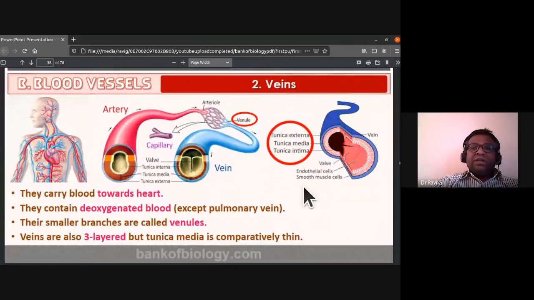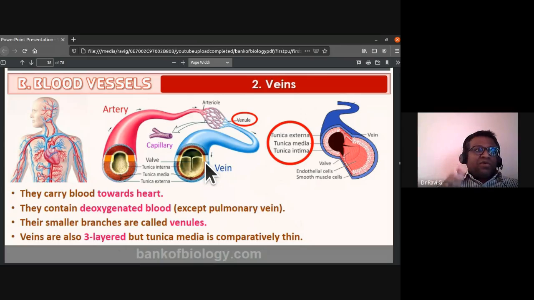The next thing that we are going to discuss is veins. They carry blood towards the heart. They contain deoxygenated blood except the pulmonary vein. The pulmonary vein carries the oxygenated blood from the lungs to the left auricle. Except for pulmonary veins, all the veins carry deoxygenated blood. So the veins are going to carry blood towards the heart.